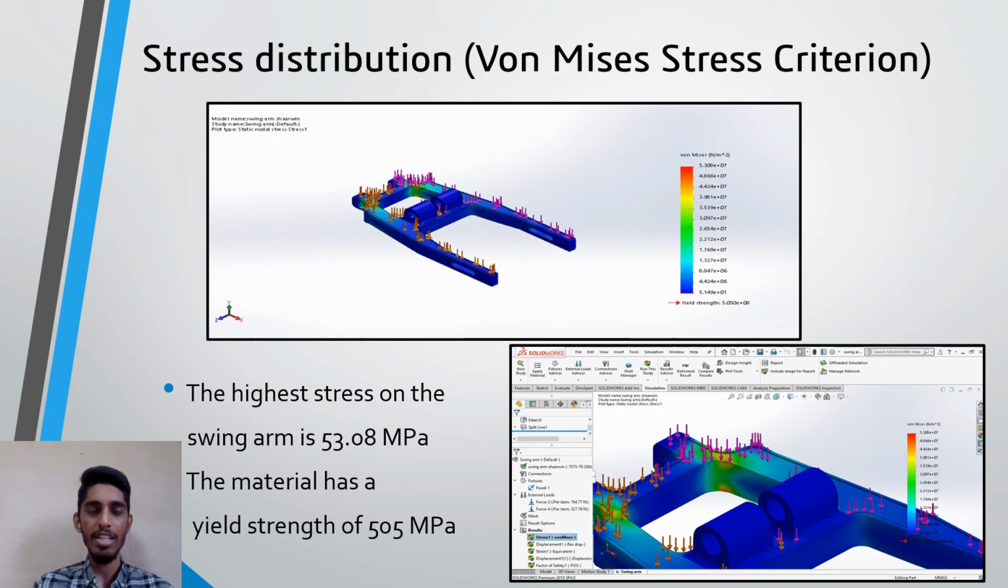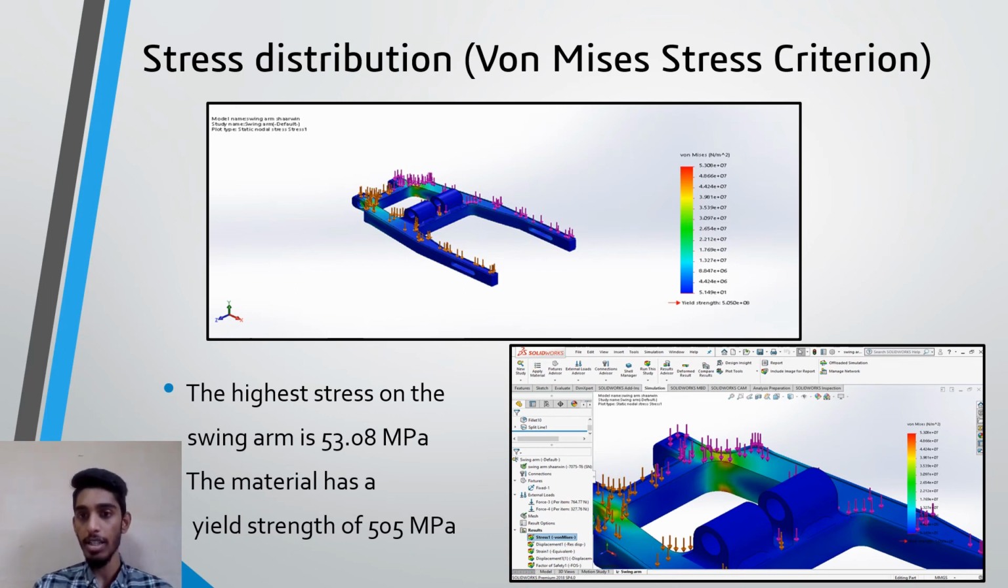We move on to the stress distribution on the swing arm, which was obtained from the SolidWorks analysis. This is based on the von Mises stress criterion. Based on this first figure, we can see the stress is distributed along the swing arm, and the color shows the stress distribution, where the warm region has a high stress and the cooler region, which is the blue color, shows lesser stress, where the smallest stress in the swing arm is 51.49 Pascal.